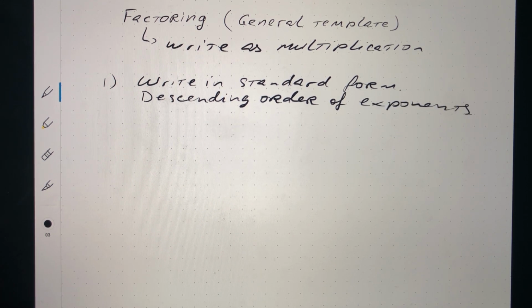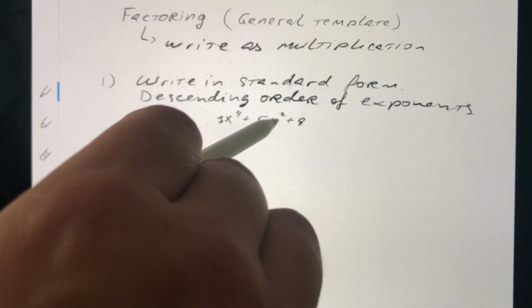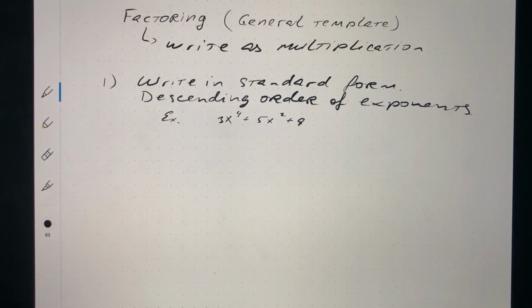So for example, if I have some expression such as 3x to the fourth plus 5x squared plus 9, the highest power should come first, and then the next highest, and then the next, and so on. So that's the first step. Second is, once everything is arranged in the right order, then we factor out the greatest common factor.